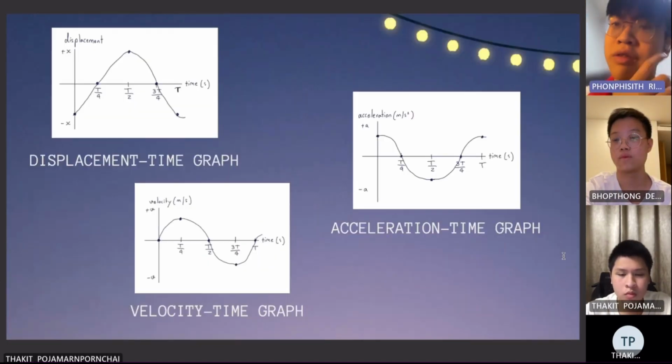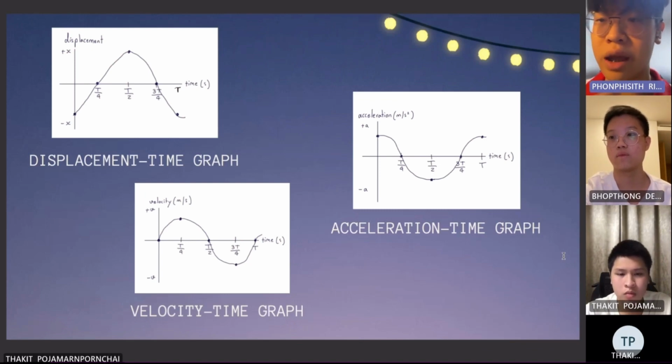These are some diagrams that I've sketched to show the displacement-time graph, acceleration-time graph, and velocity-time graph.